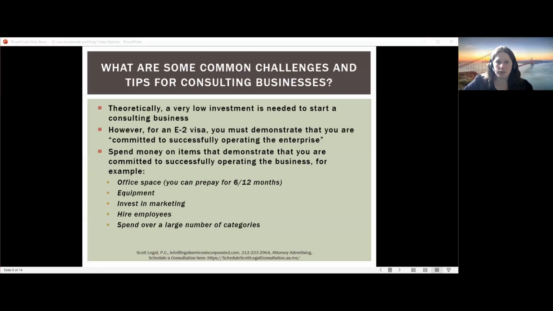All right, so we're going to shift gears a little bit and talk about some specific challenges for different types of high risk E2 applications. One is consulting businesses. We do many, many consulting businesses, so certainly they can be very viable and successful E2 applications. That being said, they are on the riskier side, because officers will sometimes be concerned: this person is coming in to operate as a solo consultant. They think that perhaps you're not going to actually develop a larger business that's going to be more than marginal and support U.S. workers in the United States.